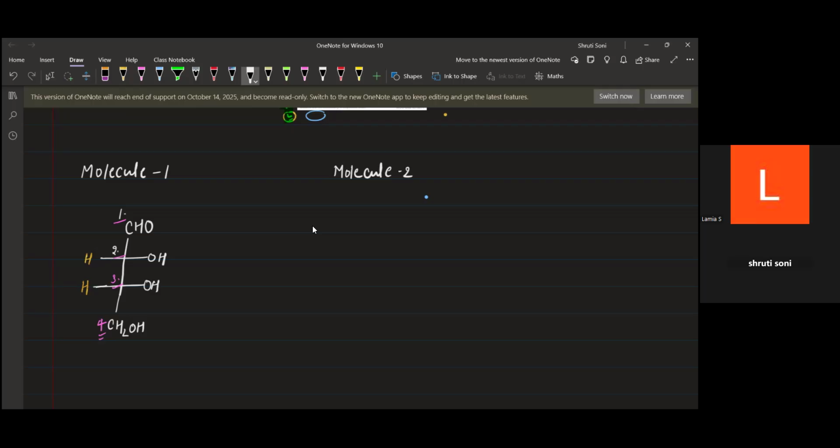On carbons 2 and 3, the OH and H are flipped to the other side, right? Is this correct? Yeah, I think so. Yes. Now, you need to define the relationship between these two molecules. Yeah, so they differ in two chiral centers, right? So then they would be diastereomers.